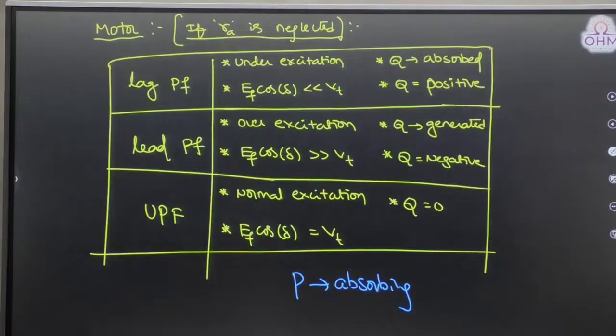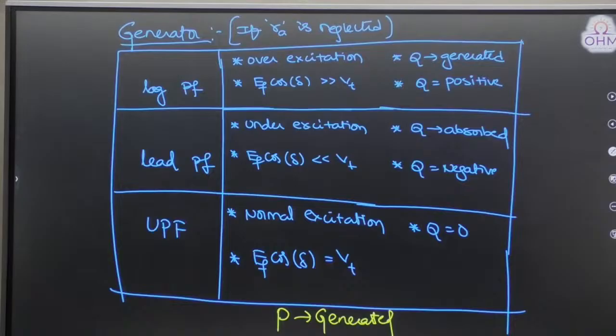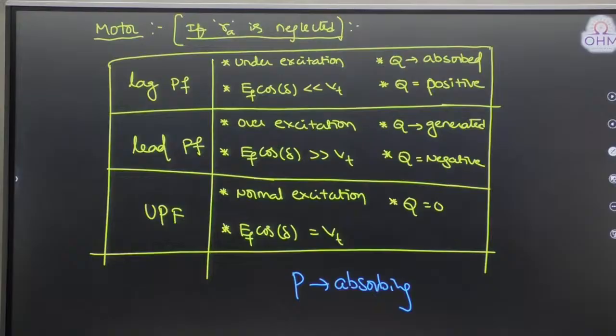Always understand how you decide whether a given machine is operating at a lagging power factor or leading power factor. The power factor of a given machine you can decide based on the information of active power or based on the information of reactive power. Active power information cannot tell you power factor. Why? Because you take a generator, any power factor, active power is generated by the machine only. You take a motor, any power factor, active power is absorbed by the machine only. Therefore, active power information will tell you whether the machine is a generator or motor. That's all. If it is generator, active power generated. If it is motor, active power absorbed. It will only tell you whether the machine is a generating machine or motoring machine.